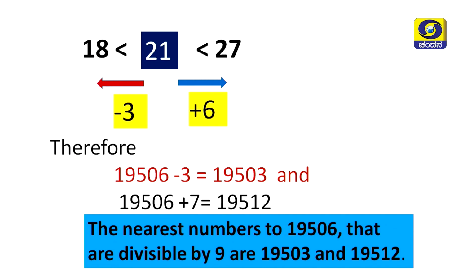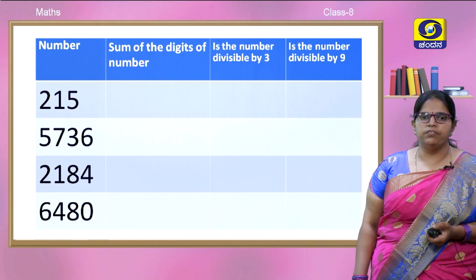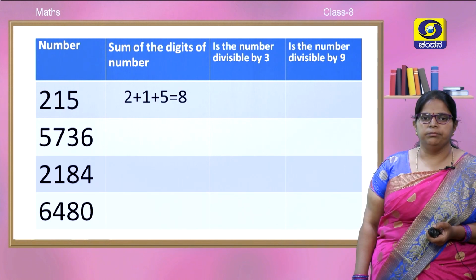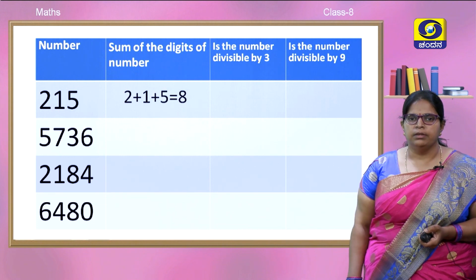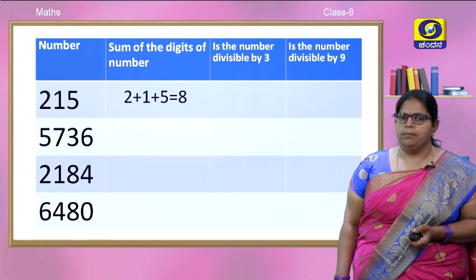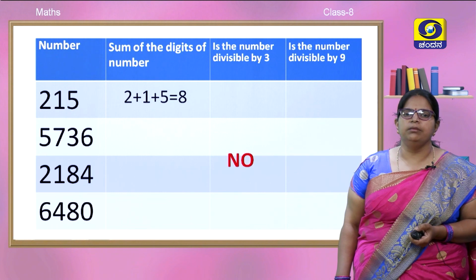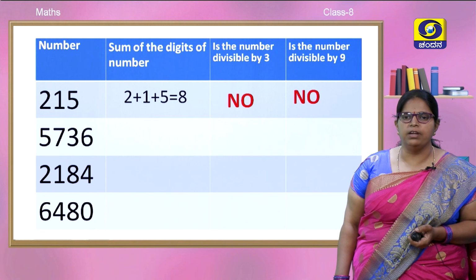Children, this concept of divisibility test looks very simple, but this knowledge is very useful and essential in solving tricky and confusing problems in competitive exams. So, you have to learn it thoroughly. Children, find the sum of the digits of 215. It is 2 plus 1 plus 5 is equal to 8. Is the number divisible by 3? No, because it is not a multiple of 3. Is it divisible by 9? No, it is not a multiple of 9.